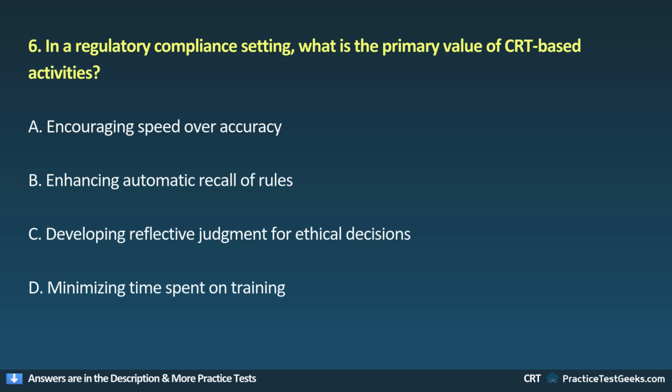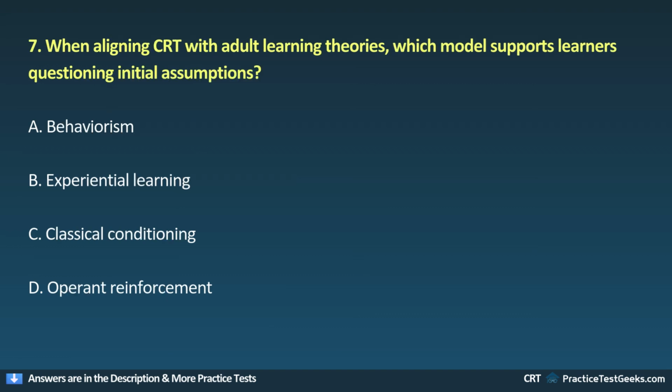6. In a regulatory compliance setting, what is the primary value of CRT-based activities? A. Encouraging speed over accuracy. B. Enhancing automatic recall of rules. C. Developing reflective judgment for ethical decisions. D. Minimizing time spent on training.